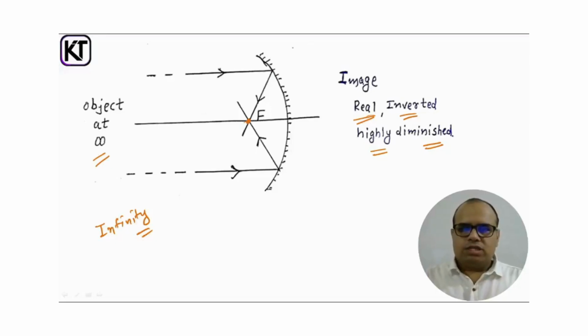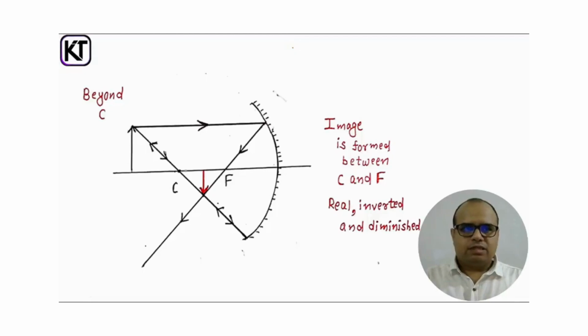Let us now discuss the next case. In the next case, you will see that the object is kept beyond the center of curvature. So what we are basically doing is trying to bring the object towards the mirror. We are bringing the object towards the mirror and keeping it here. This is the center of curvature, this is the focus, and this is the pole.